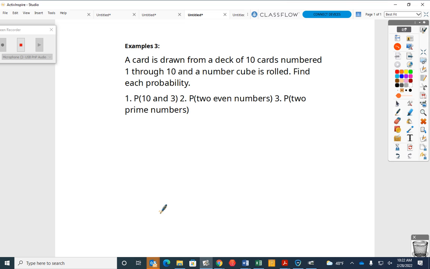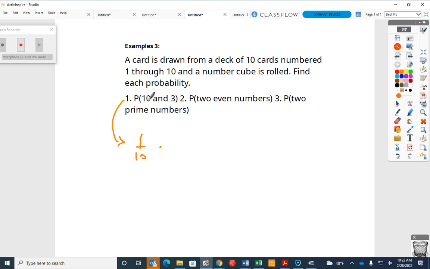So all I have to do is find the probability of each one and do what? Multiply them, okay? What is the probability of getting a 10? 1/10. 1 out of 10. What is the probability of a 3? 1 out of 6. Okay, hold on. How many 3s are there? 1.